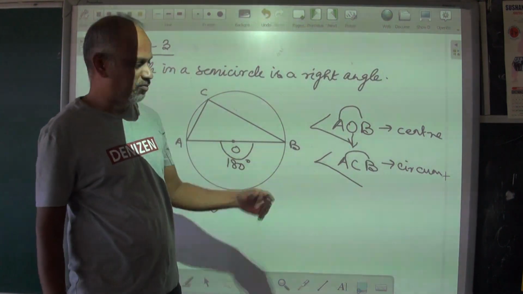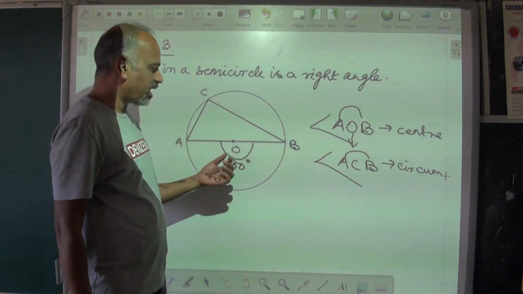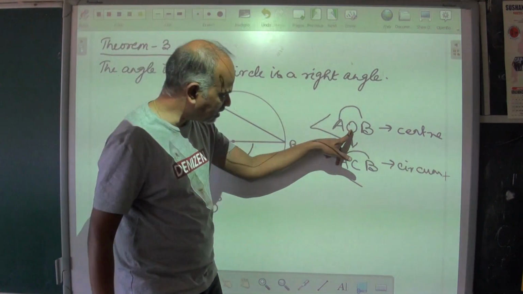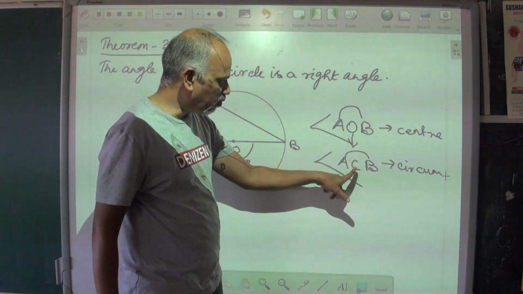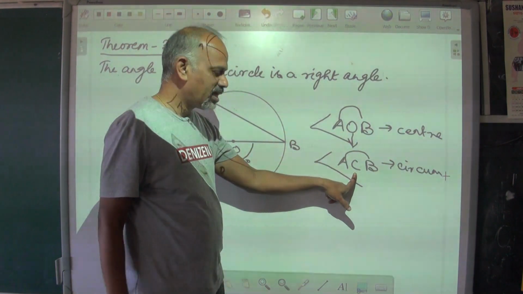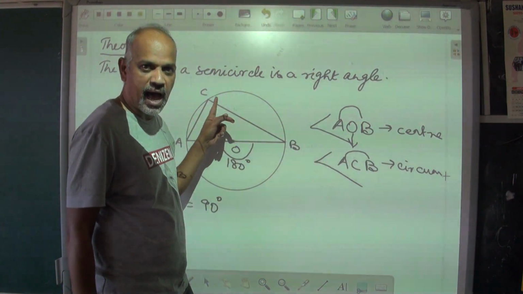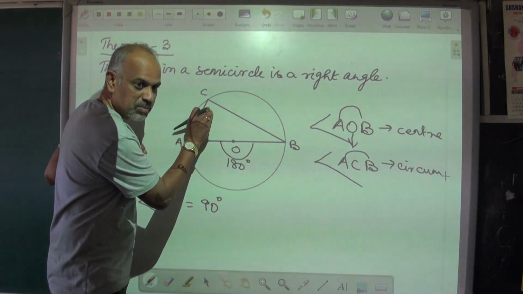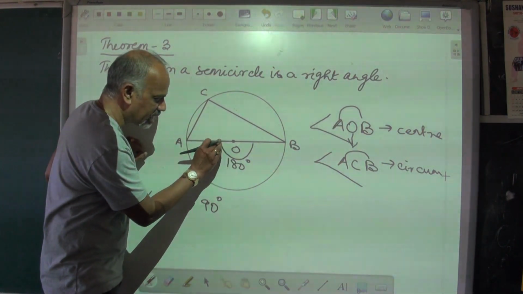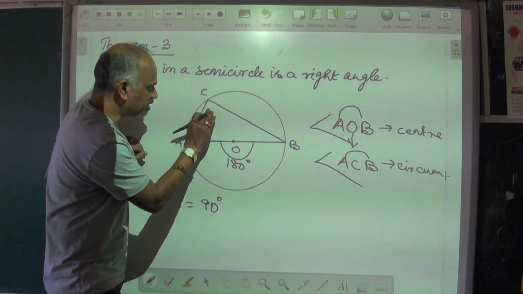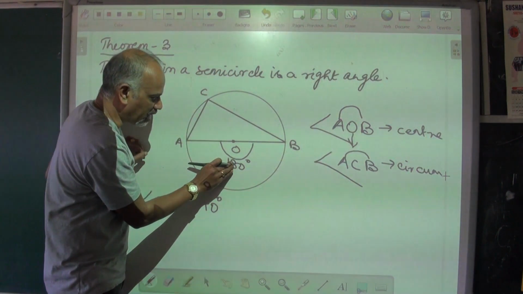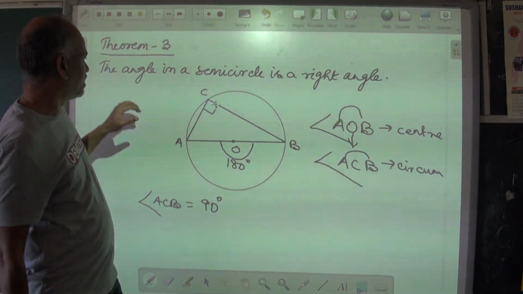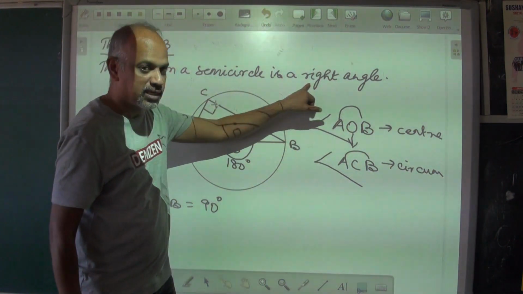According to the first theorem or the first property, angle at the center is double the angle on the circumference. Angle on the circumference must be half of whatever is made at the center. Angle made at the center is 180, which means this must be half of that. Half of 180 is 90 degrees. So this angle is always a right angle. That's why the angle in a semicircle is a right angle.